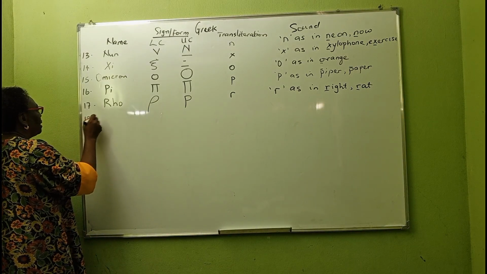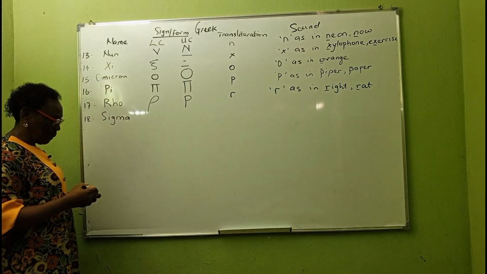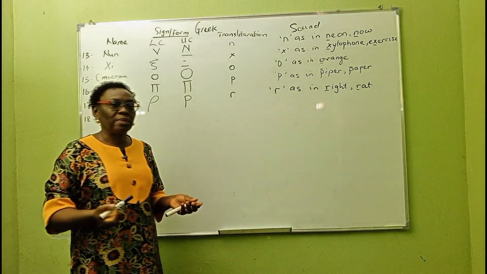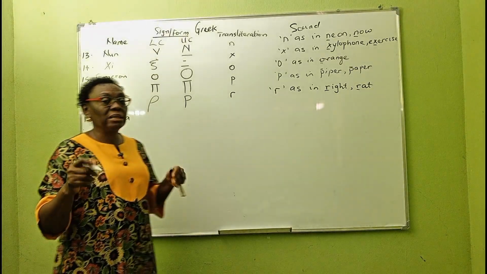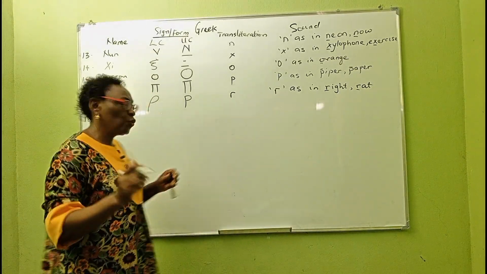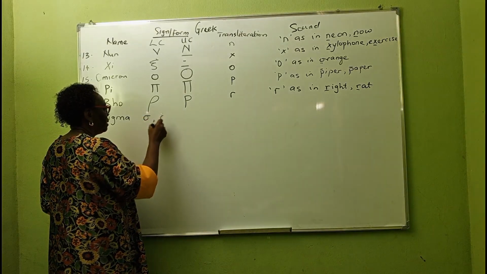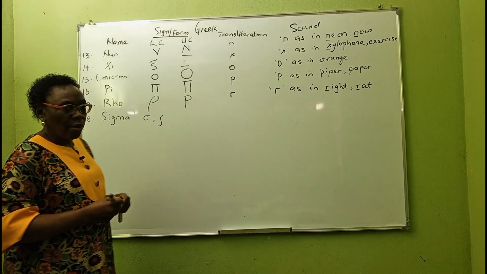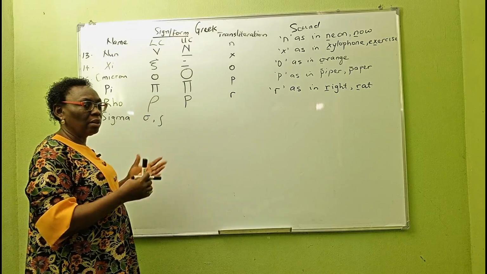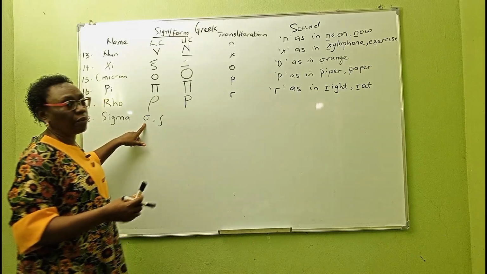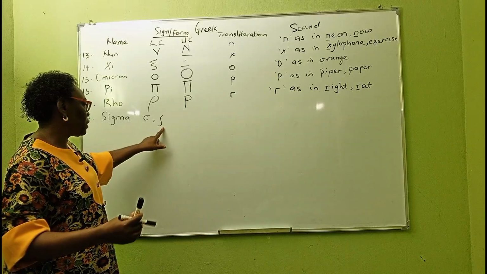The 18th letter is called sigma. This will need a little bit of explanation. There are two forms in which we write sigma in the lowercase. There's this form here, and there's another form like this. When sigma is at the initial position or in the middle of a word, we use this form. When it's the last letter of a word, we use this.